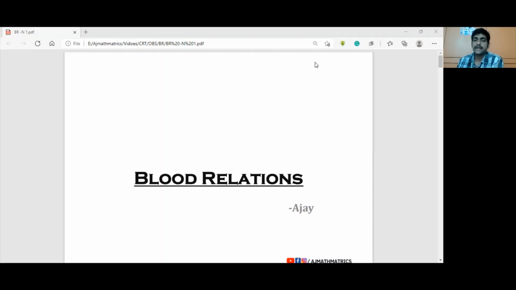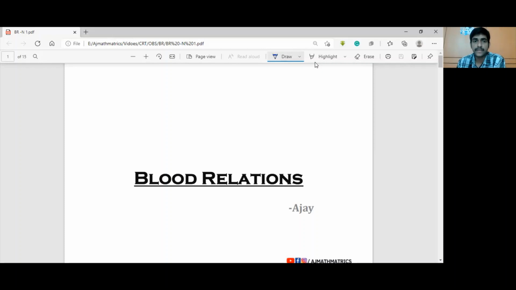In blood relations, the most important thing we need to remember is the gender of the alphabet. So first and foremost, we need to focus on the gender of the alphabet. The next thing we need to focus on is to draw a diagram. How do we draw the diagram for the data which is given? That's the most important point. And the third one is don't assume anything until it is there in the data.